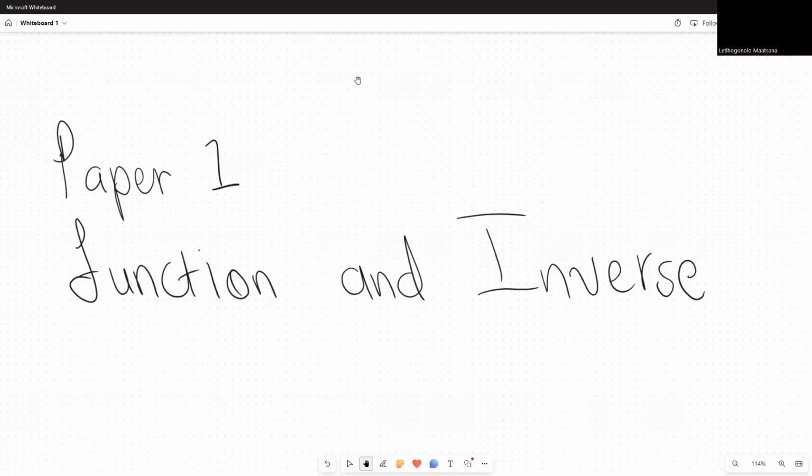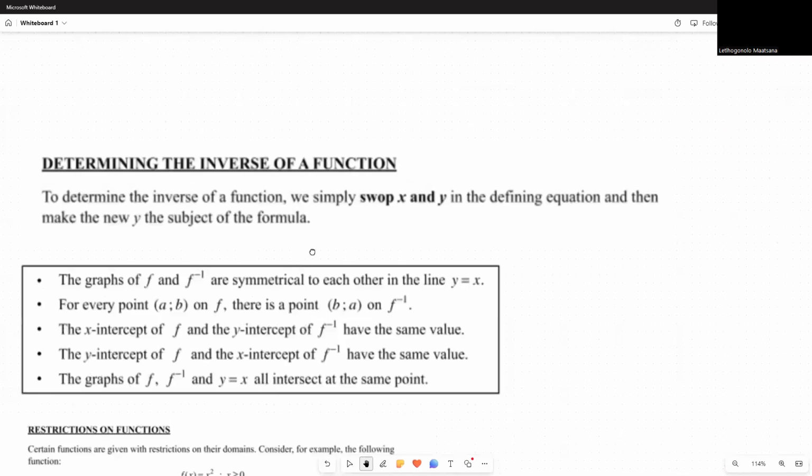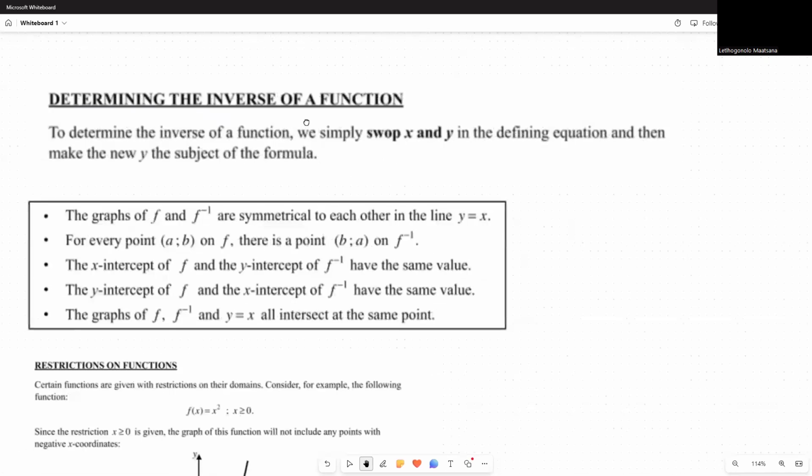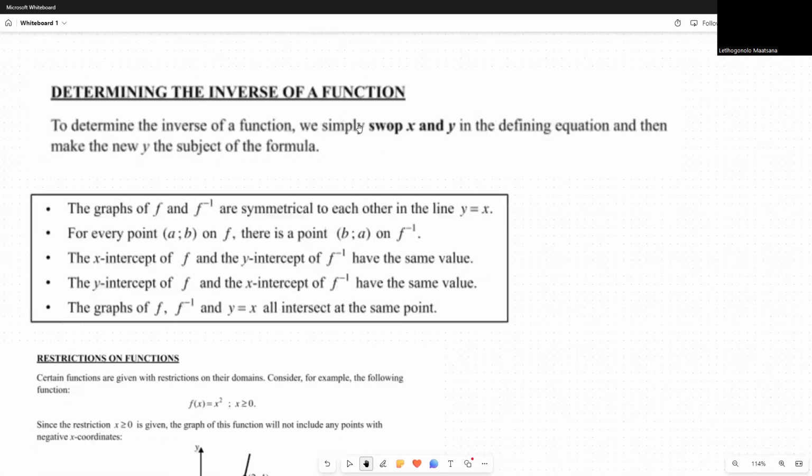For today's lesson, we'll be looking at functions and inverses, like for your paper 1 questions. So to determine the inverse, you would need to swap your x and your y, and after doing that, all you have to do is then make y the subject of the formula. For example, say that our original equation is y is equal to 2x plus 3.